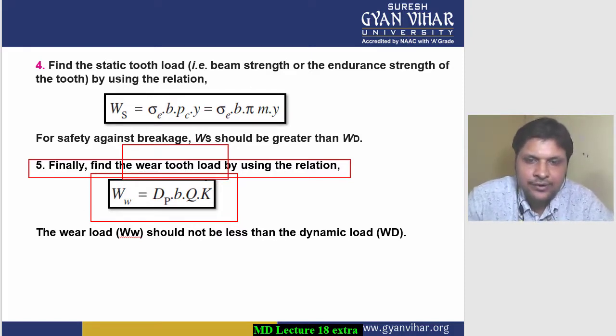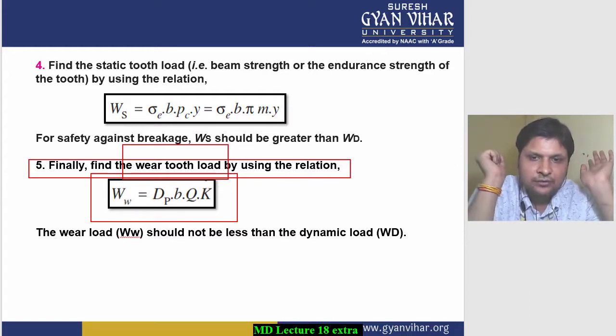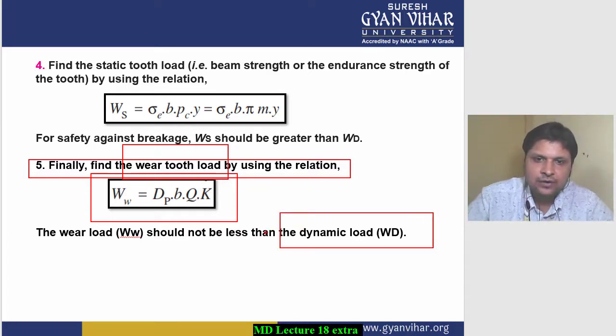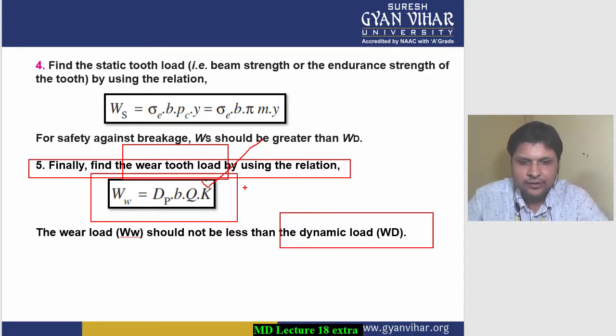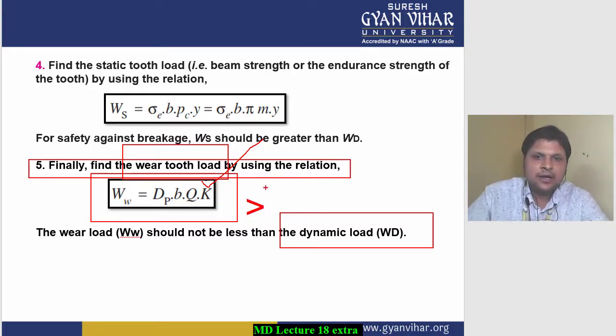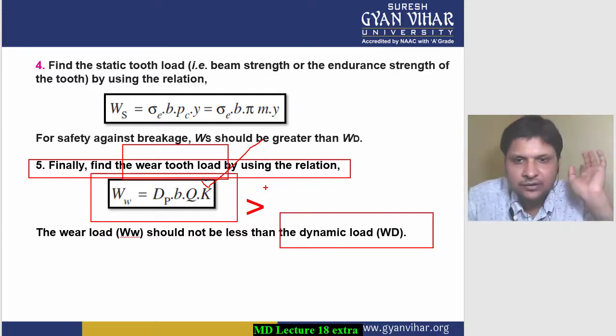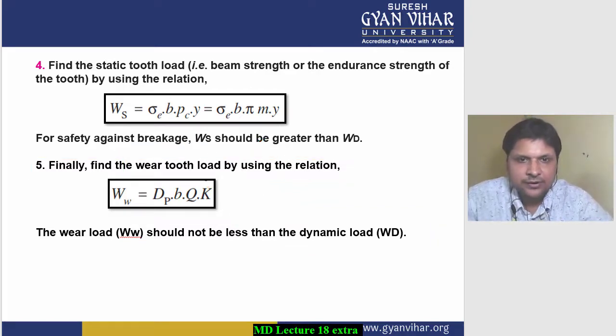WW is equal to dP BQK. With the help of this equation, students, we are going to calculate the wear tooth load. And wear tooth load should not be less than dynamic load. After the calculation of this wear tooth load, please check whether it is greater than dynamic tooth load or not. It should always be greater than the dynamic tooth load. You always keep this in mind. If it is not so, that means that your design is not safe. So this was step number 5.